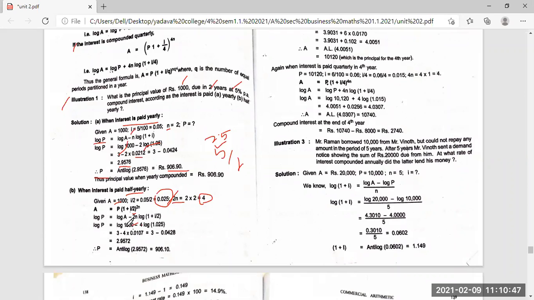So the answer of log 1000 we already know is 3. Then the answer of 4 into log 1.025 is 0.0107. So when we convert everything, you will be getting 3 minus 0.0428. So now we get that the antilog is 2.9572. So for this, antilog shift first, then log, then this number.